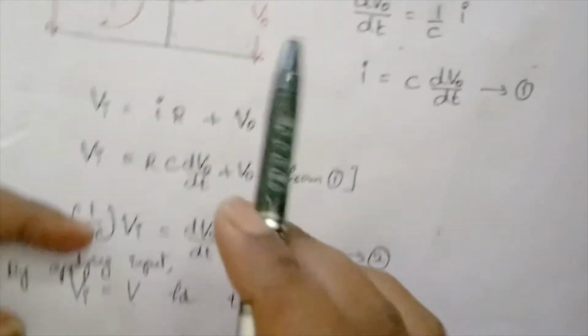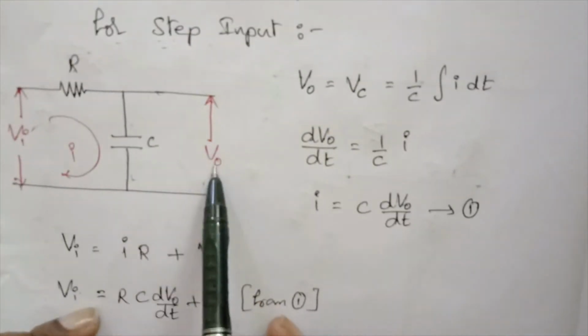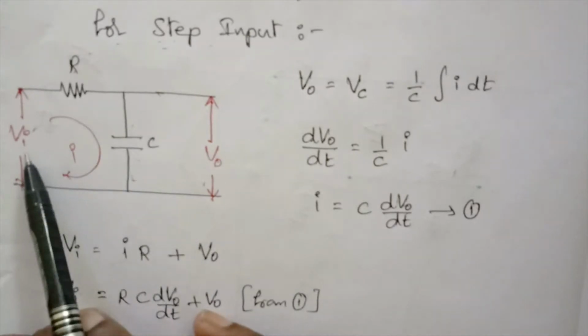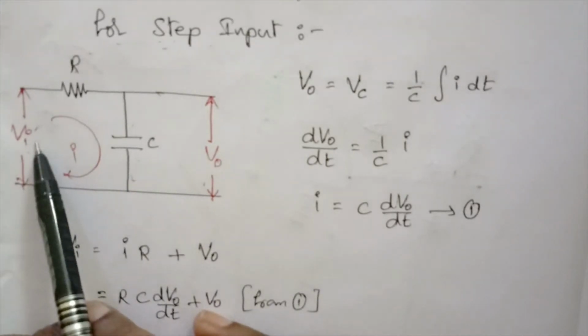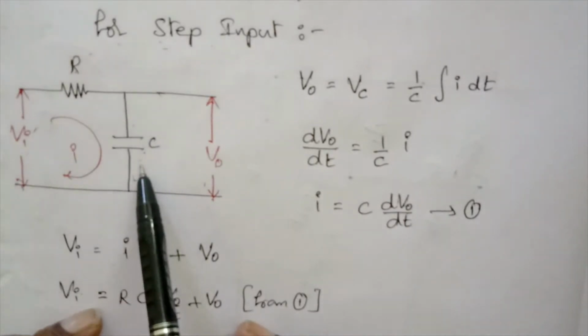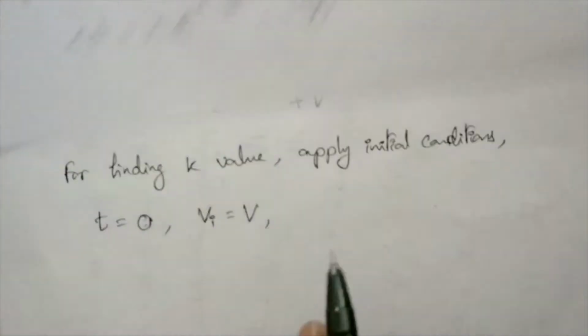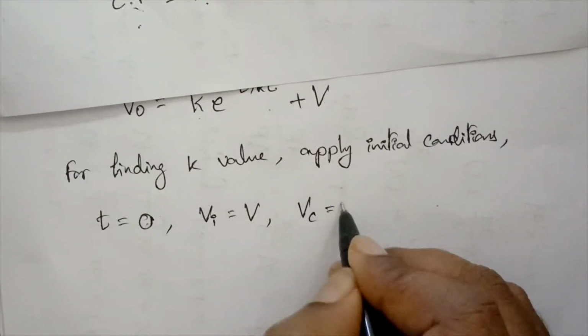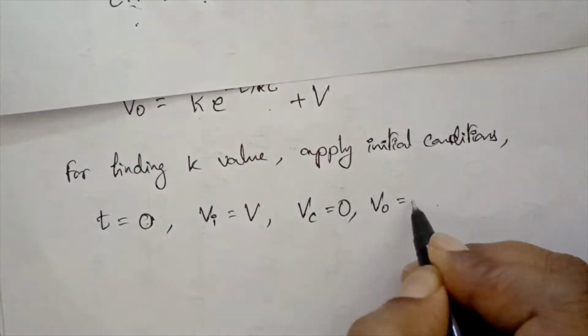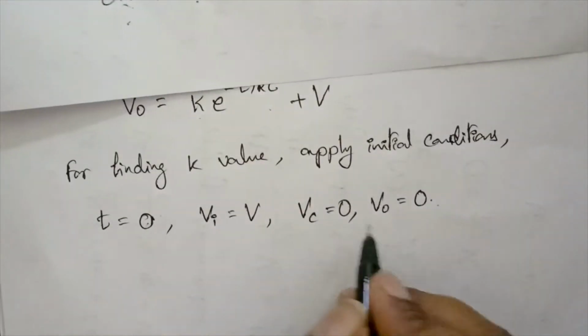But observe that in the circuit, the output voltage is measured across the capacitor. Even though the input suddenly changes to V, the voltage across the capacitor does not change suddenly. Therefore, the voltage across the capacitor becomes 0. Vc is 0. If Vc is 0, then what about V0? V0 is also 0.